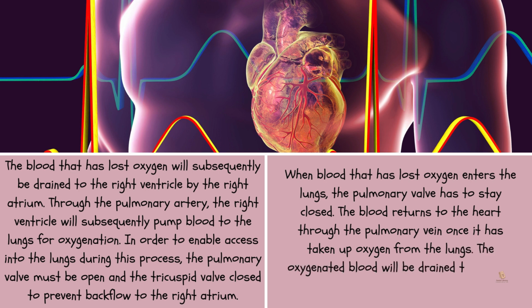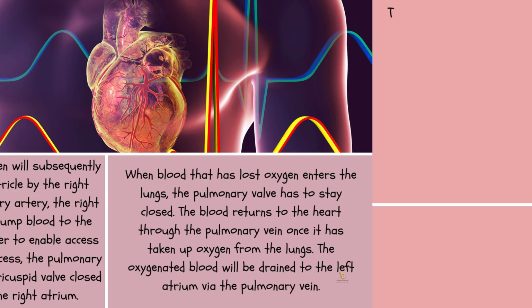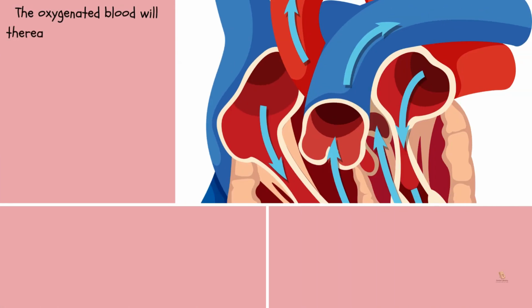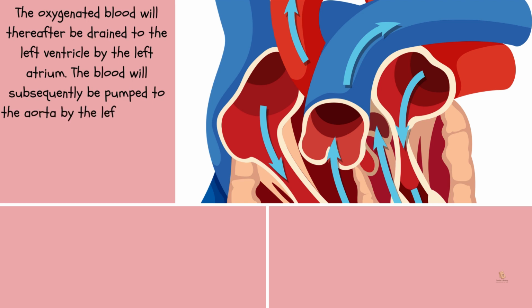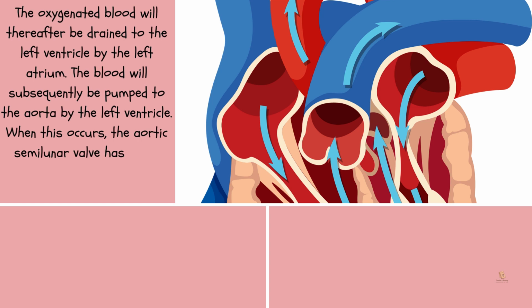The oxygenated blood will be drained to the left atrium via the pulmonary vein. The oxygenated blood will thereafter be drained to the left ventricle by the left atrium. The blood will subsequently be pumped to the aorta by the left ventricle. When this occurs, the aortic semilunar valve has to be open, and the mitral valve needs to close.